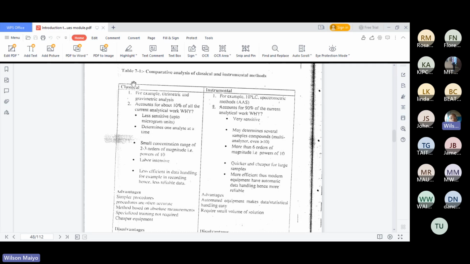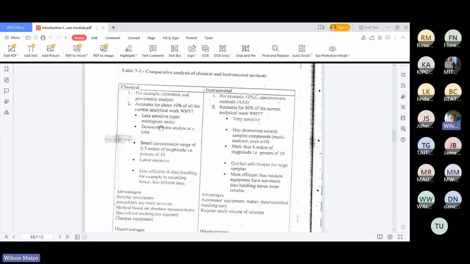Then classical analysis is less efficient in data handling, because in classical, we depend on recording our results, writing them down. That can be very unreliable, because if you transfer that information wrongly, you get wrong results. If you lose whatever you are writing on your records, you lose the data completely.